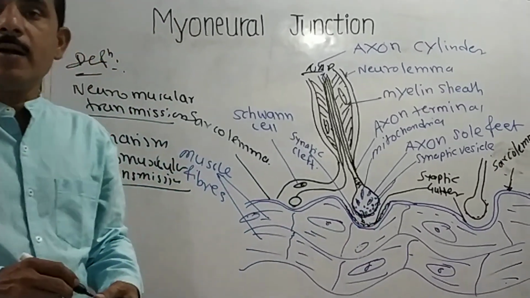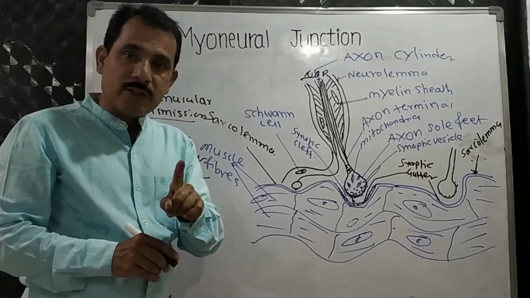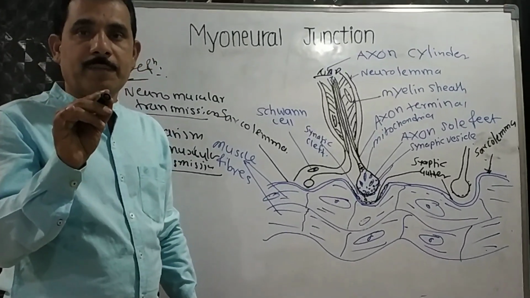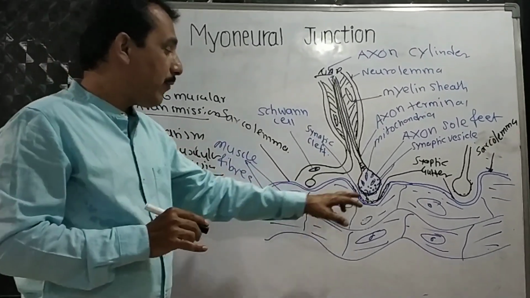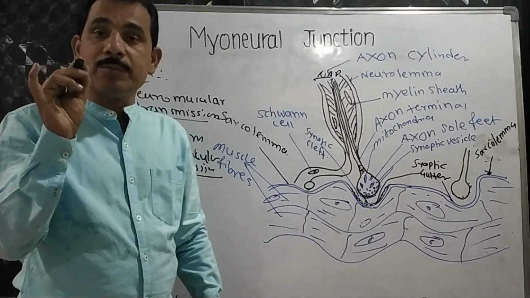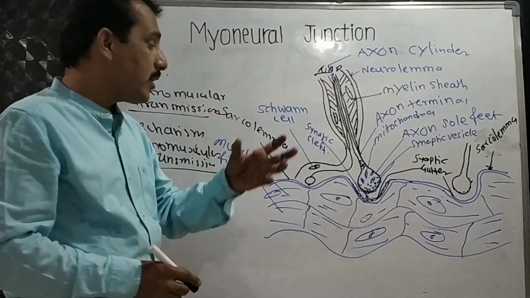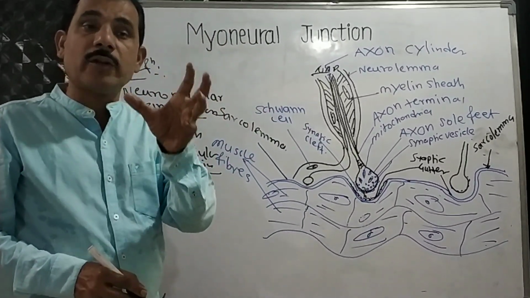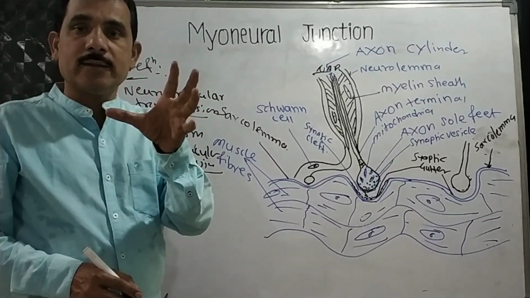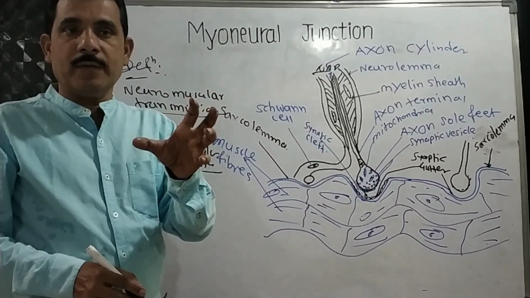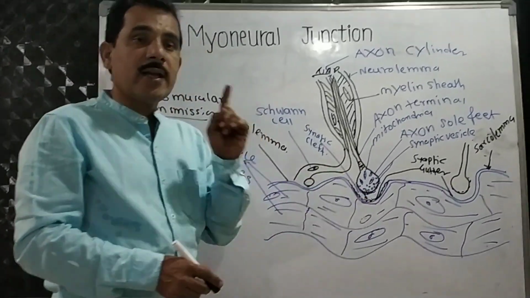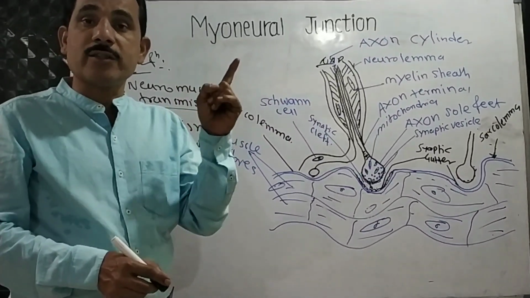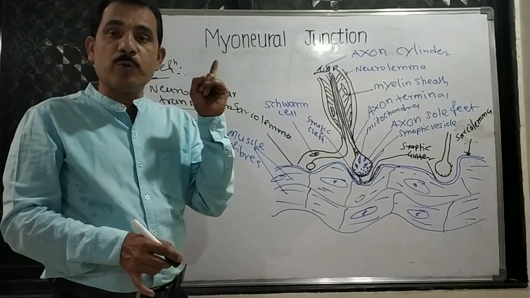Then these neurotransmitter substances run across the synaptic cleft, or gap, towards the postjunctional membrane and reach it. At the postjunctional membrane, the acetylcholine receptor complex forms. This complex receives the acetylcholine, and the maximum amount of this neurotransmitter gathers on the postjunctional membrane.